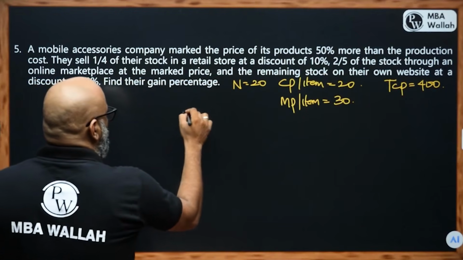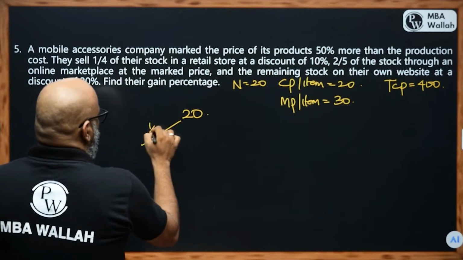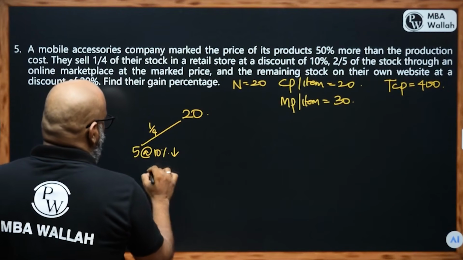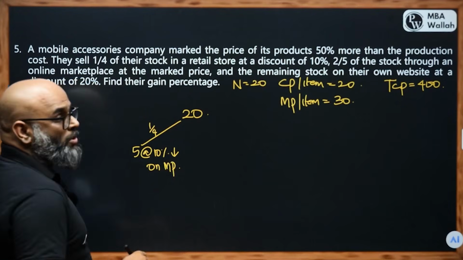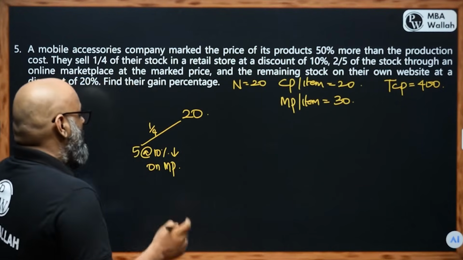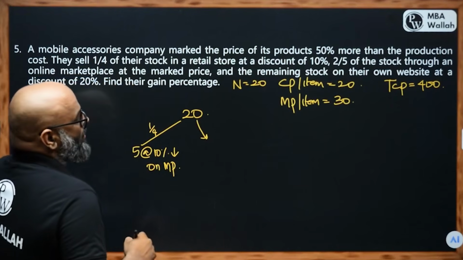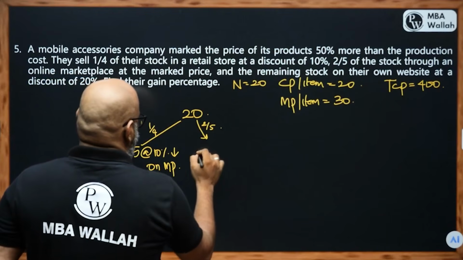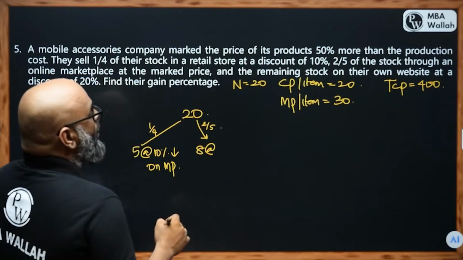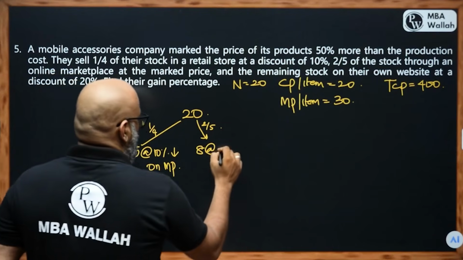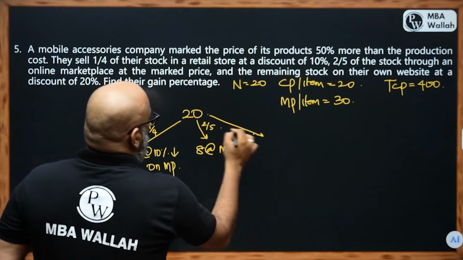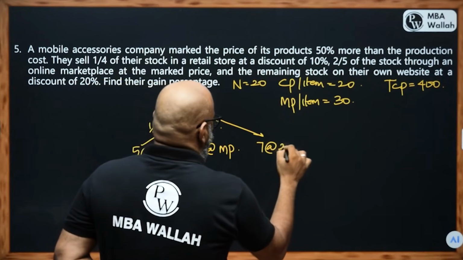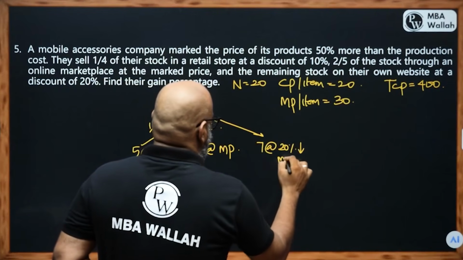So we have a total of 20 items to be sold. 1/4 of this is 5 items at 10% discount on marked price only. All of them, the discounts are happening on your marked price. The next is 2/5 of the stock. 1/5 is 4, so 2/5 is 8. 8 items at the marked price itself. And then the remaining is 5 and 8 is 13. So we still have 7 more at 20% discount on marked price.